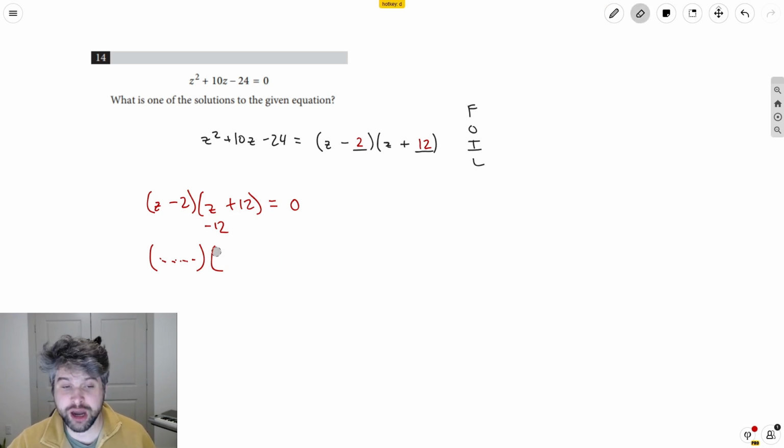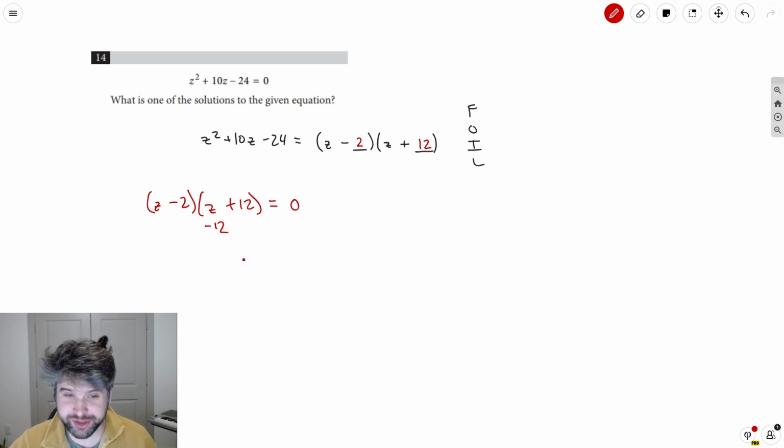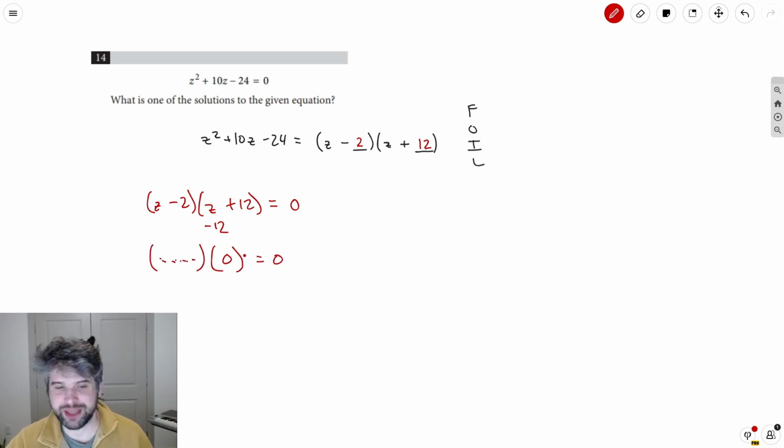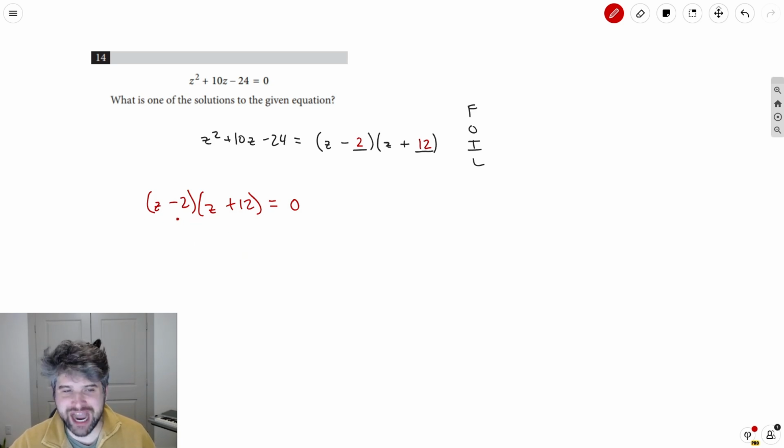If you have two numbers and they multiply together to get 0, then one of the numbers you multiplied has to be 0. That's called the zero product rule. So one systematic way to find these solutions is to take each factor and set it equal to 0 independently and solve those equations. So let's take z minus 2 and set it equal to 0.